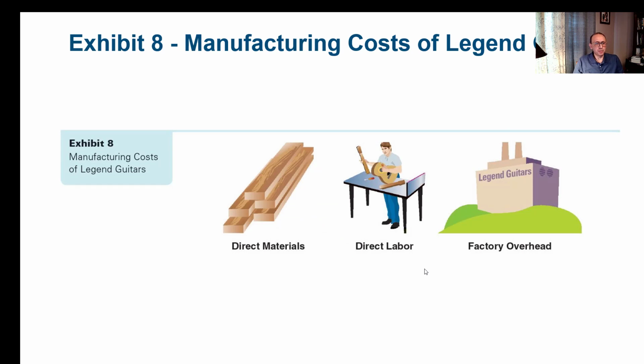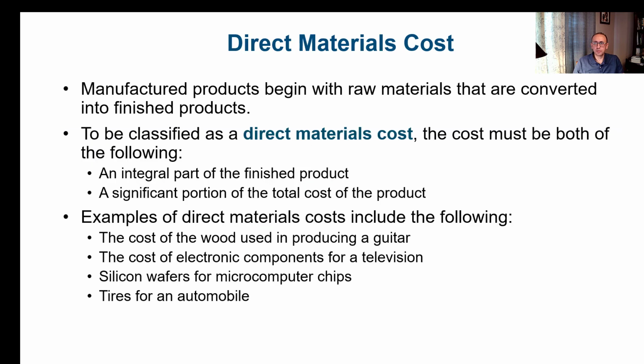So in our example here, there are three things that we have to think about when we are considering manufacturing cost. And here we're using the example for this company called Legend Guitars. And we have to think about the direct material, the direct labor, and the factory overhead. These are the three main types of cost that are going to be used in our analysis. So let's start with the direct material cost. And that's part of the direct cost.